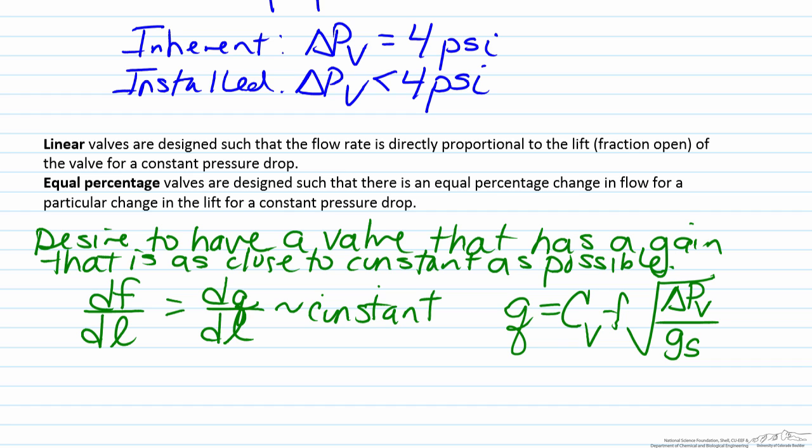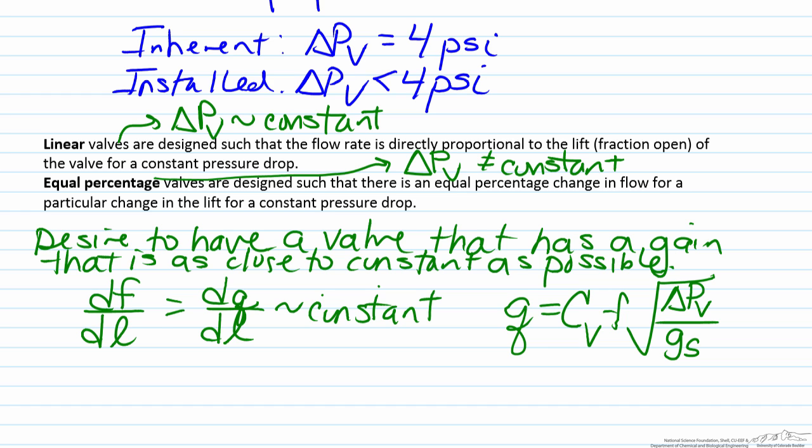So at first glance, this looks like our choice is really simple, because by definition, linear valves have their flow rate directly proportional to the lift. So therefore, dQ/dL there will always be a constant. That is only true for the inherent valve. Therefore, if your system is operating such that your pressure drop across the valve is either constant or approximately constant, then you're going to want a linear valve.